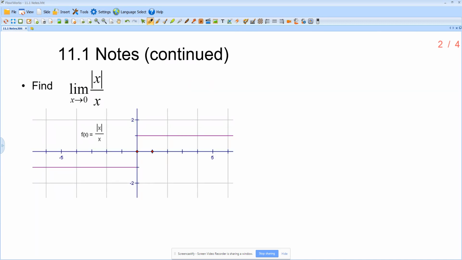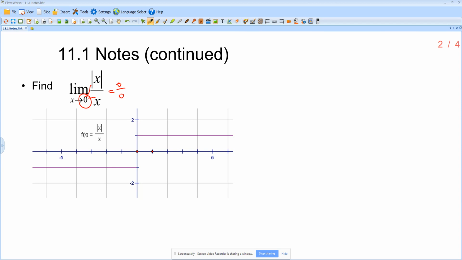Okay, moving along. Find the limit as x goes to 0 of absolute value x over x. So this is what our absolute value x over x function looks like. It's -1 always to the left of 0 and +1 always to the right of 0. So if I want to evaluate this limit, first I substitute this in. I get 0 over 0. So then I'm like, that didn't help.